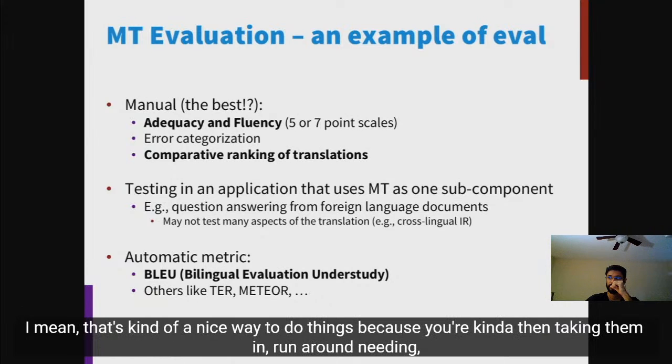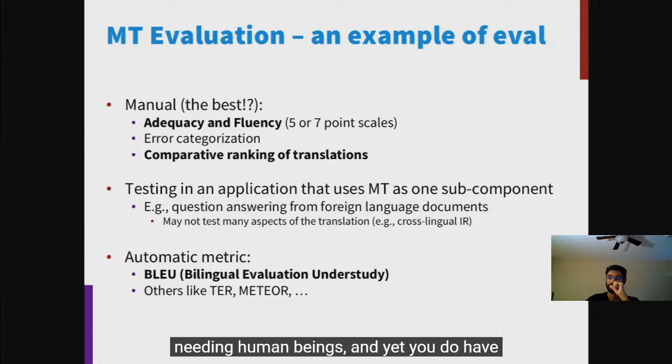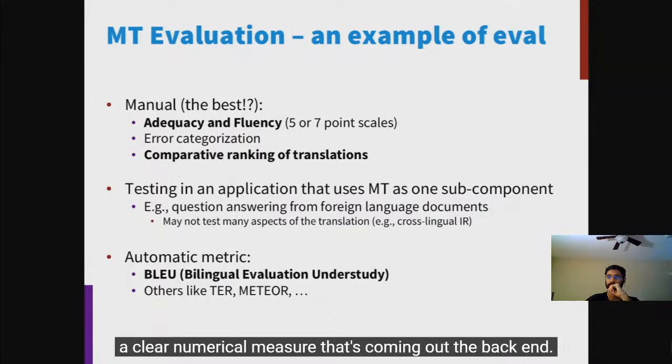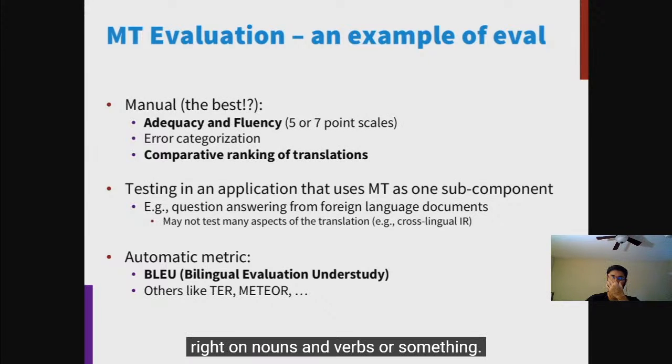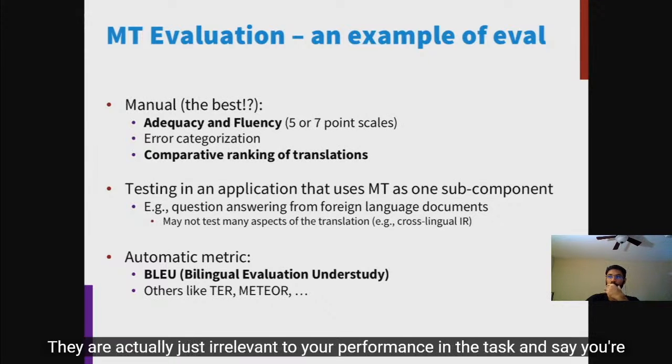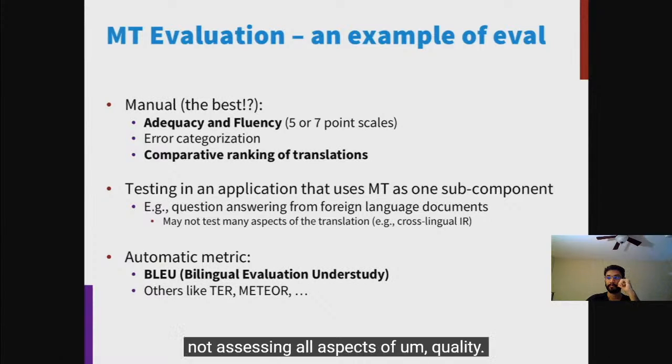I mean, that's a nice way to do things, because you're taking an end run around needing human beings, and yet you do have a clear numerical measure that's coming out the back end. But it has some catches, because often there'll be a fairly indirect connection between your end task and the quality of the machine translation. It might turn out that certain aspects of the machine translation, like whether you get agreement endings right on nouns and verbs, are actually just irrelevant to your performance in the task, and so you're not assessing all aspects of quality.